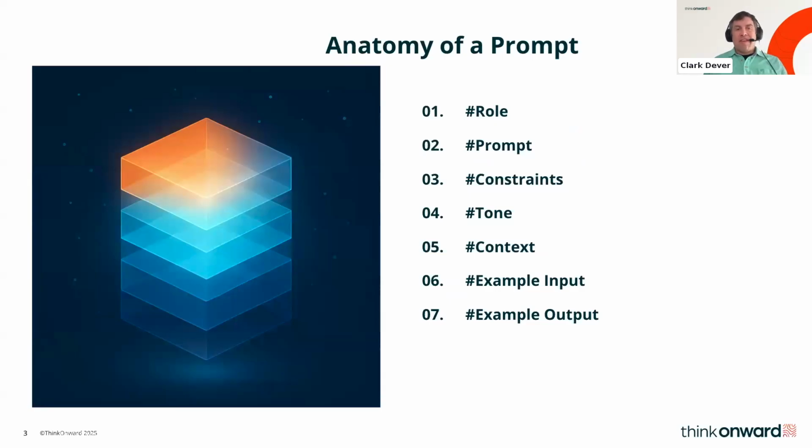So let's start with the anatomy of a prompt. Each part adds clarity and control. You should think of prompts as modular and not magic. And what you're really trying to do is help the model think like you in a way. And we're going to go through each one of these components step by step.